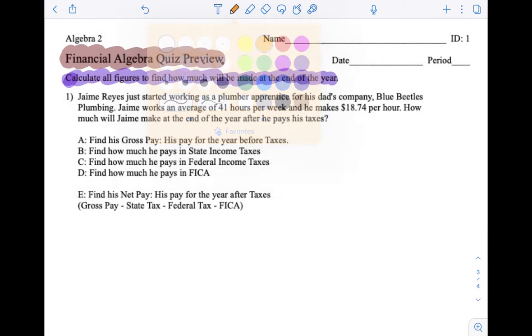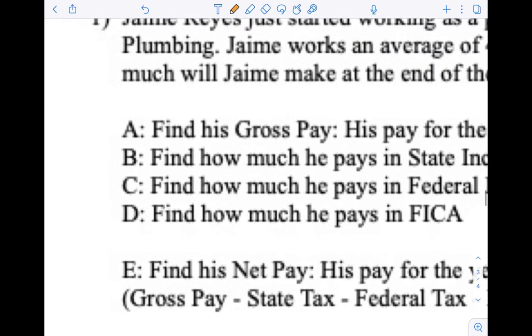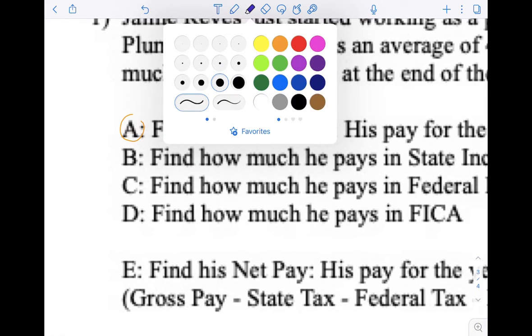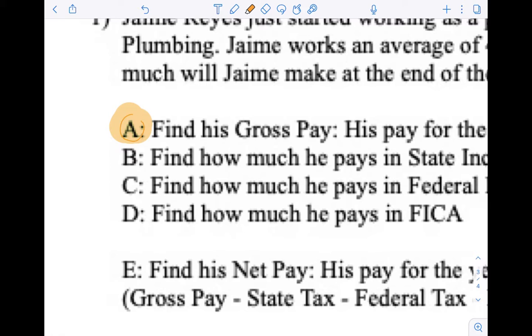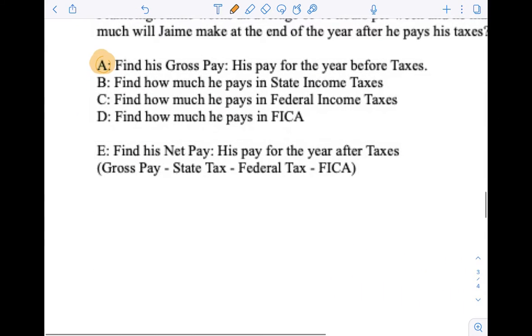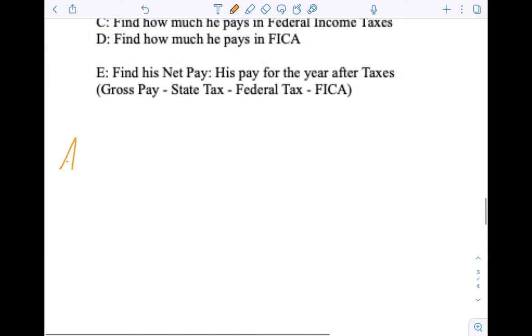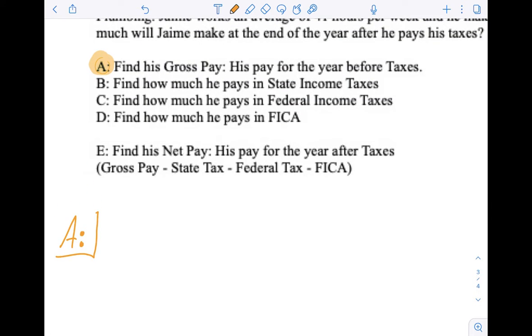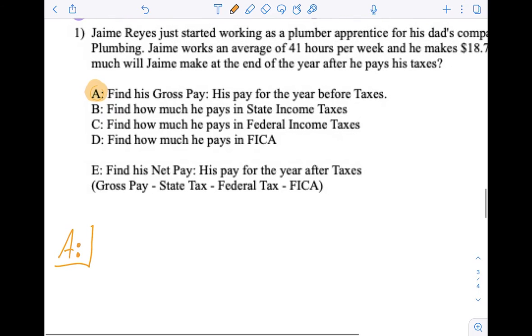So let's go with orange first. Orange is an A. A will be orange. So let's do A first. Okay. So A says find his gross pay for the year before taxes.